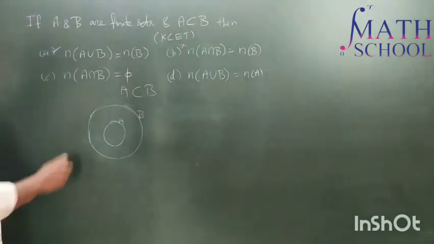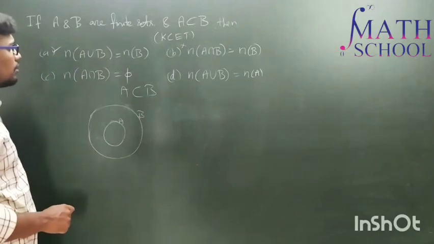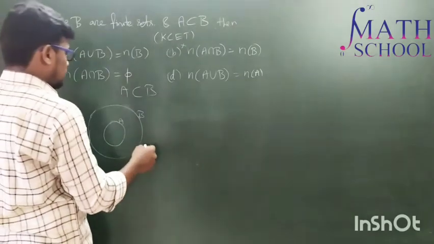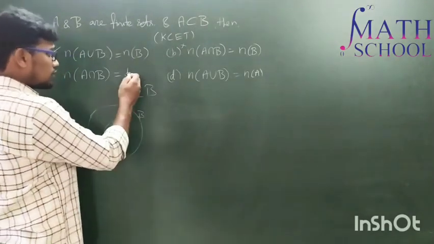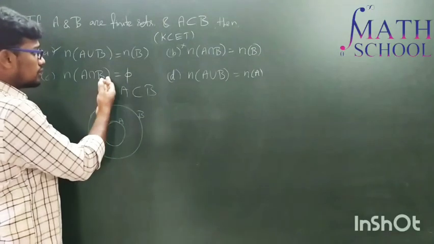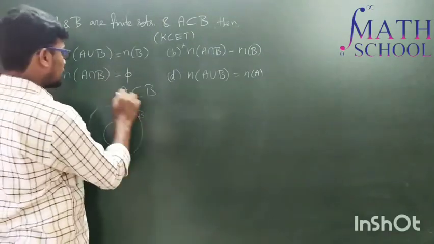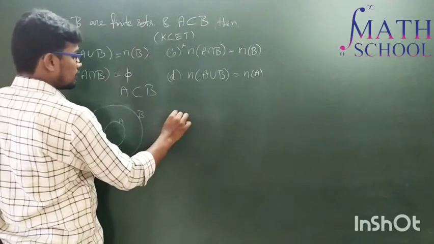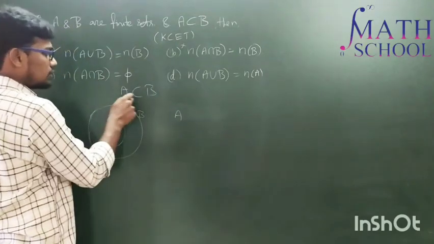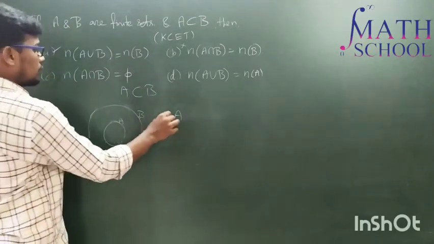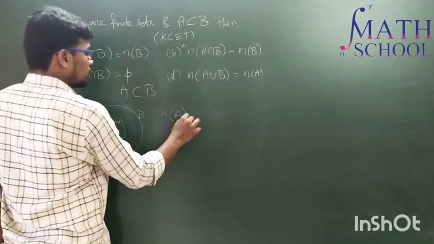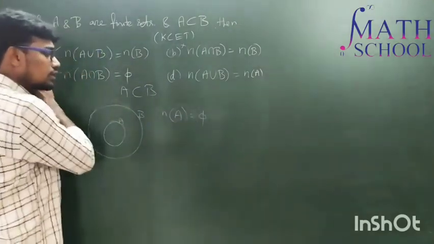So let us go for the next one. What does it say? N of A intersection B is equal to empty. This is possible, but it need not be true always. What is A intersection B? A intersection B is simply A, since A is a subset of B. So what they are saying is N of A is equal to an empty set.